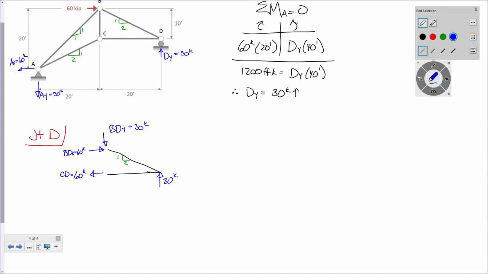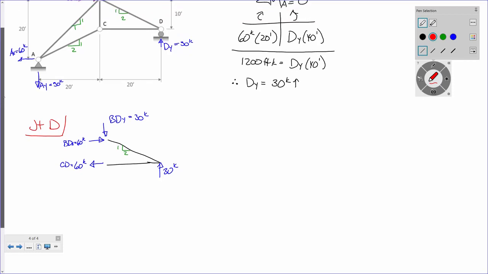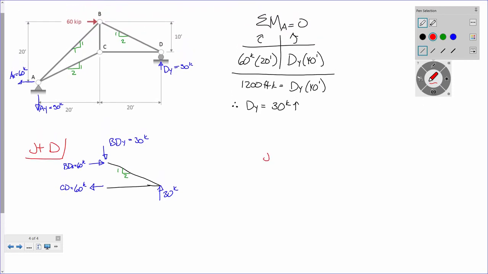C, because we only have this vertical and that diagonal over here. Let's look at C. You're going to see an interesting result when this all comes out in the end. Let's look at joint C. So joint C, we've got this whole thing, like that. Now let's write the forces that we know. Do we know this force right here? All right. It is CD is 60 kips.